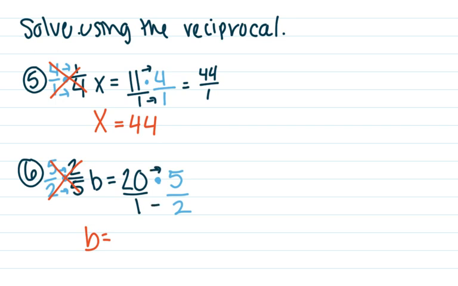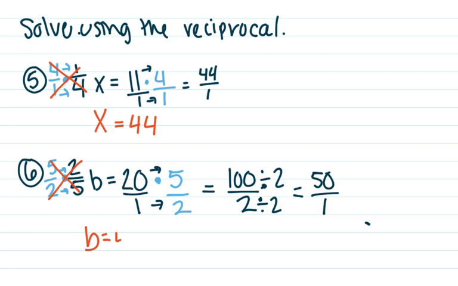When I do that and I multiply across, I get 100 over 2. All right, and then I can simplify that by dividing by 2 here. And when I do that, I get 50 over 1, which is the same as just 50. So the fractions are a little trickier, I will admit. However, you just have to remember, my whole goal is to isolate that variable. My whole goal is to get that letter by itself. And the way that I do it is to use the opposite operation.